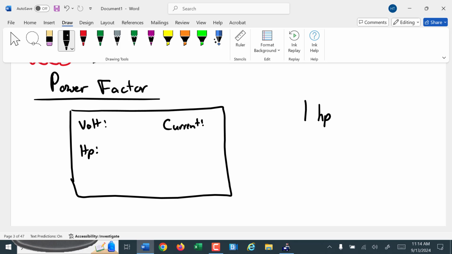So first of all, you need to know that 1 horsepower is 745.7 watts. A lot of times we just use 746.